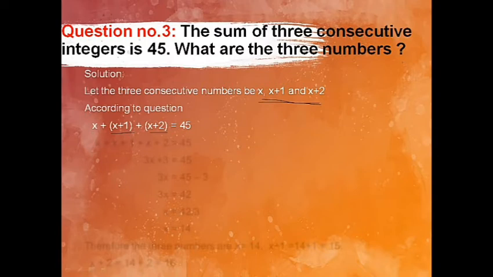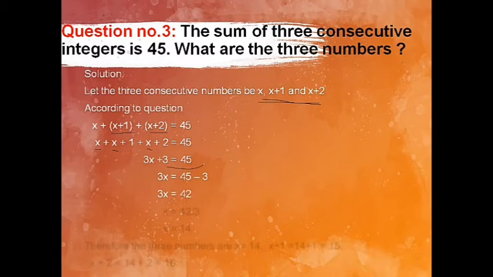Now first we will remove the brackets. So that is x plus x plus 1 plus x plus 2 equals 45. Now here x, x and this x are the variables, so we can add them. Therefore x plus x plus x equals 3x, and then the numerical terms, 1 and 2, so plus 1 plus 2 equals 3, that is 3x plus 3 equals 45. Now I will transfer this 3 to the right hand side. So it will become 3x equals 45 minus 3, and 45 minus 3 is equal to 42, that is 3x equals 42.